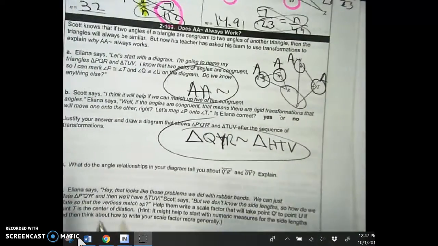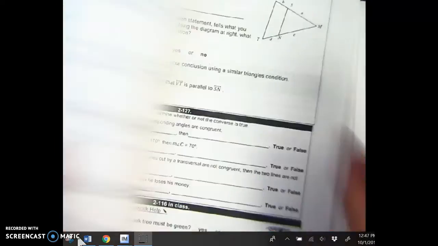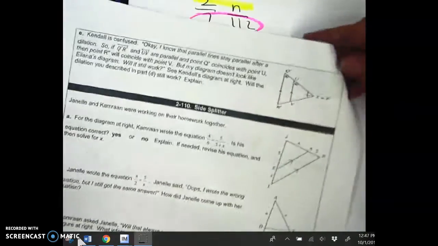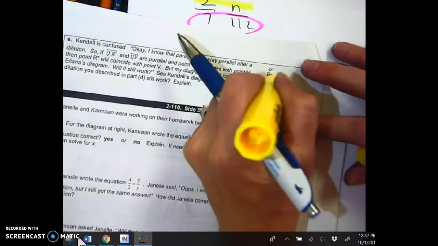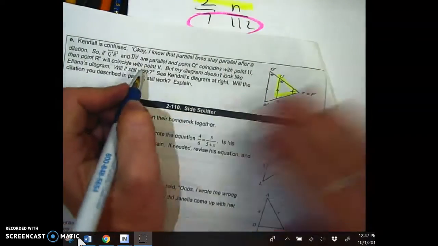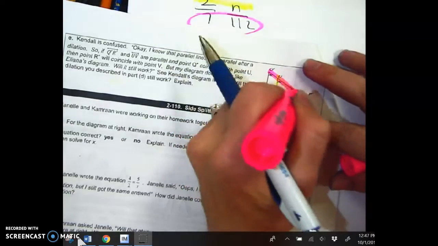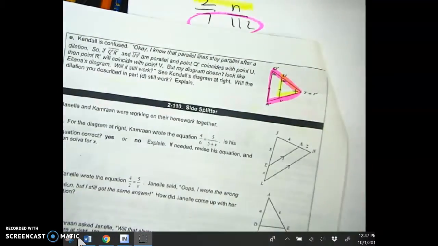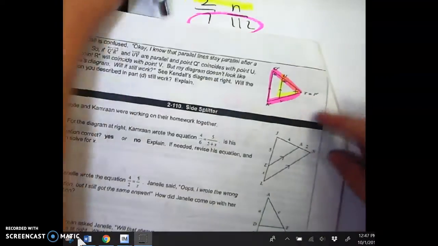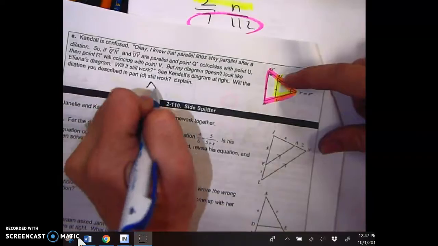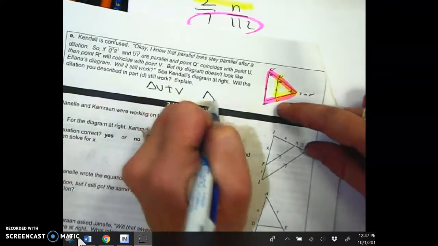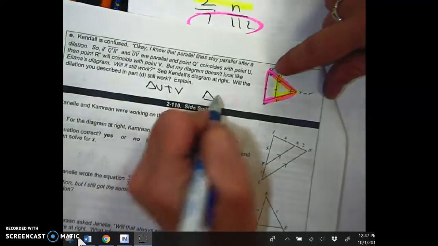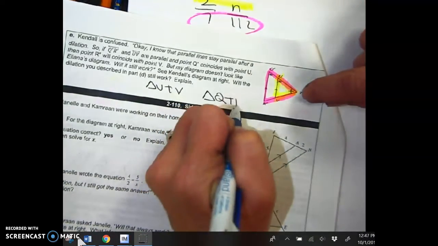All right, let's go to the next page. And it's more about similarity. So I want you to just see this one. So we have a small triangle, and then we have a big triangle. If you look at the small triangle, that looks like U, so triangle U, T, V. We're going to find out if it's congruent or similar. Is the same thing as Q, T, R.